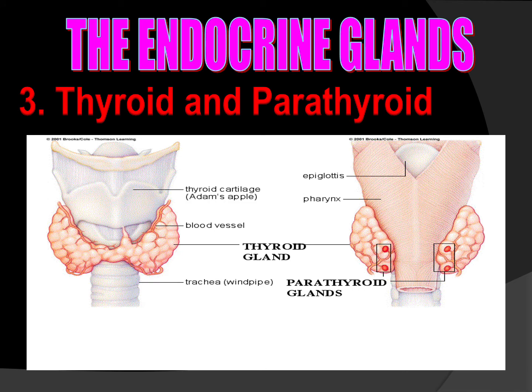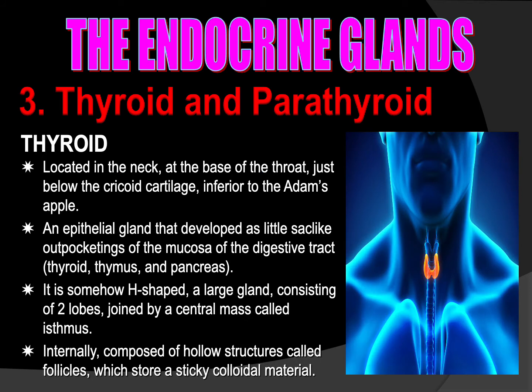Next are the thyroid and the parathyroid glands. The thyroid gland is located in the neck. It's at the base of the throat, just below the cricoid cartilage, inferior to the Adam's apple. So, nung embryonic development, galing actually siya sa mucosa ng digestive tract, together with the thymus and the pancreas. It's H-shaped. It's a large gland and it consists of two lobes.